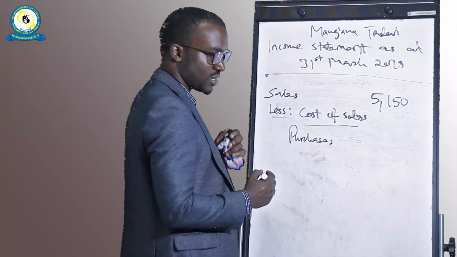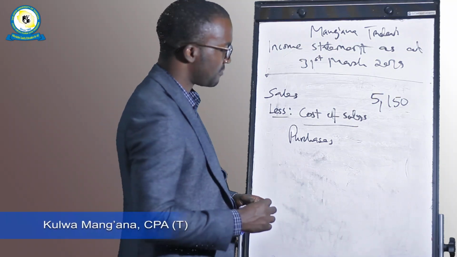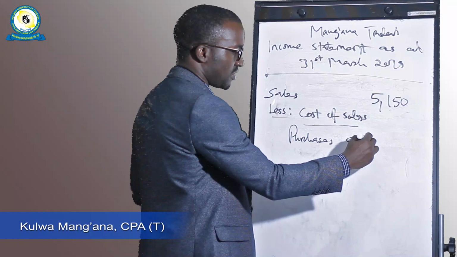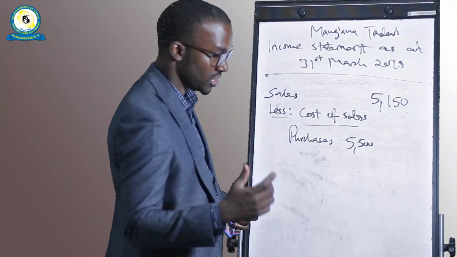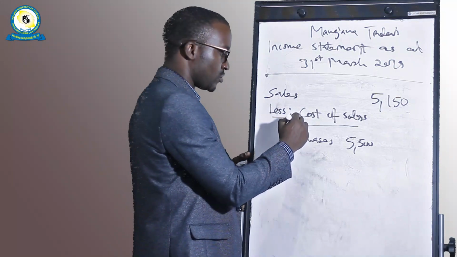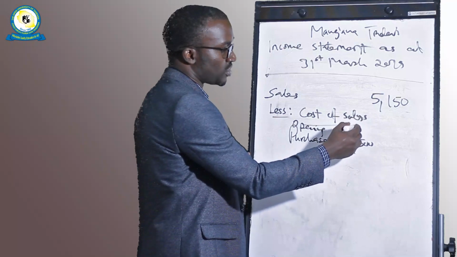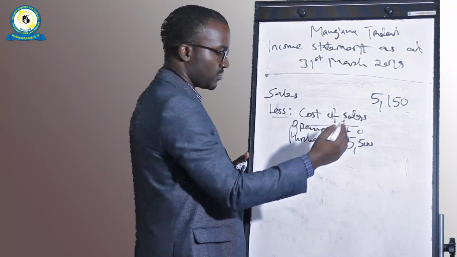We have purchases there. How much are our purchases? Our purchases are 5,500,000. So let us put 5,500. Okay, that was purchases. Or you can even write, if you want to have opening stock, you can say opening balance or opening stock. But here our figure is 0 because we don't have anything. You can even just put 0. Okay, but otherwise here you don't have to write anything.